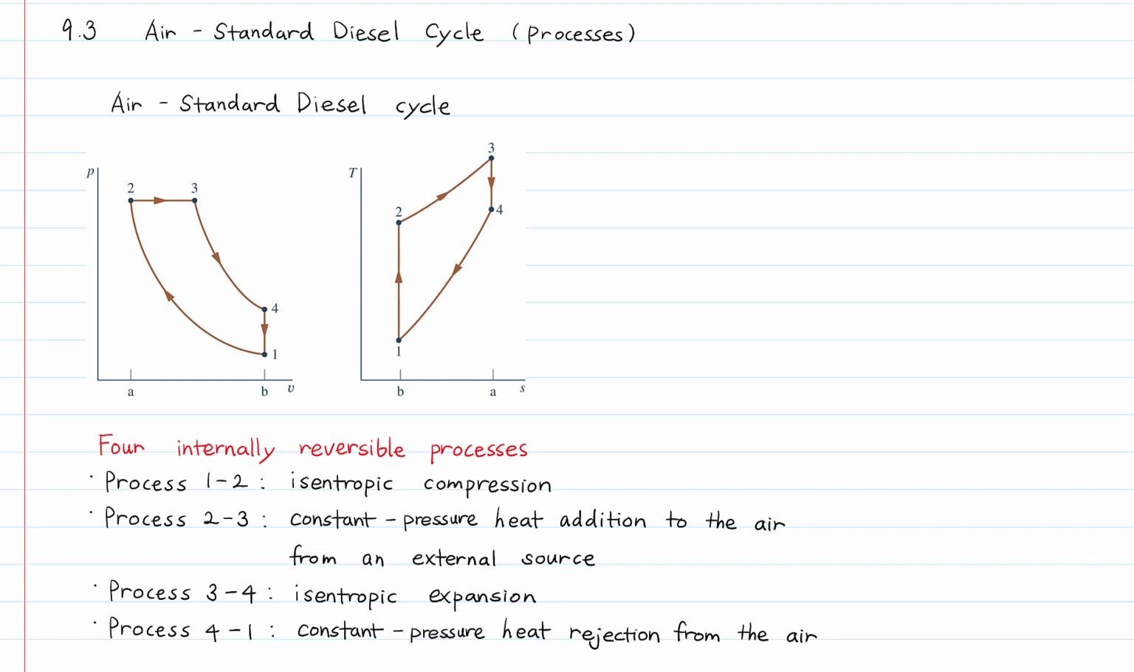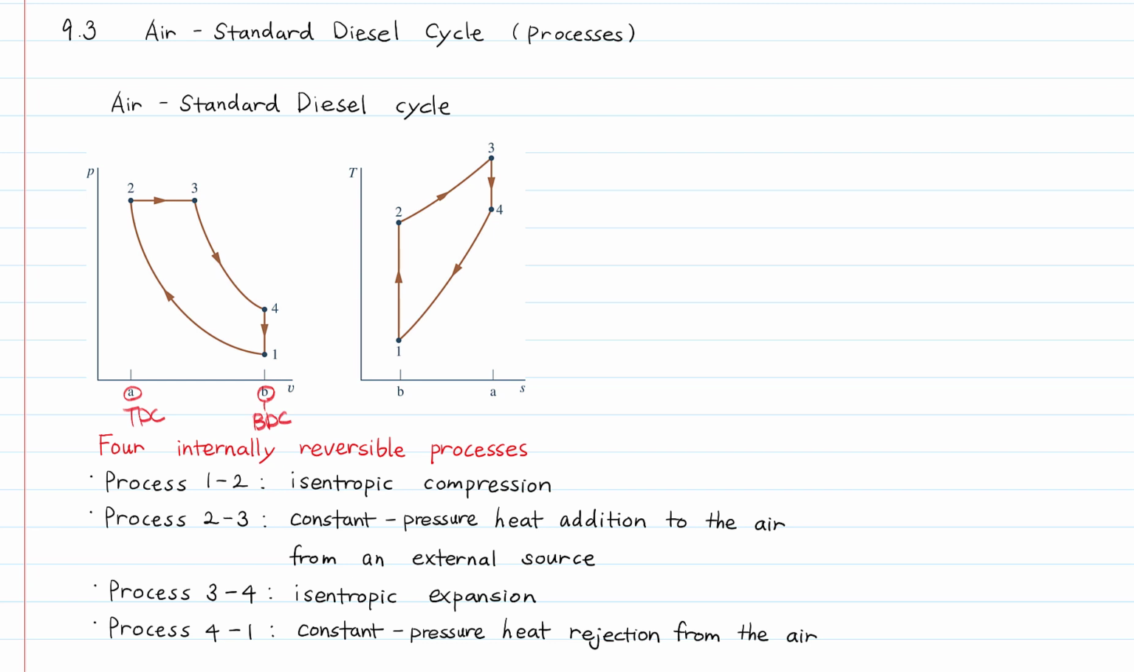So let's see the processes on the TS and PV diagrams. We can see 2 isentropic processes, 1 constant volume heat transfer process, and 1 constant pressure heat transfer process. The location A is TDC, top dead center. Location B is BDC, bottom dead center.